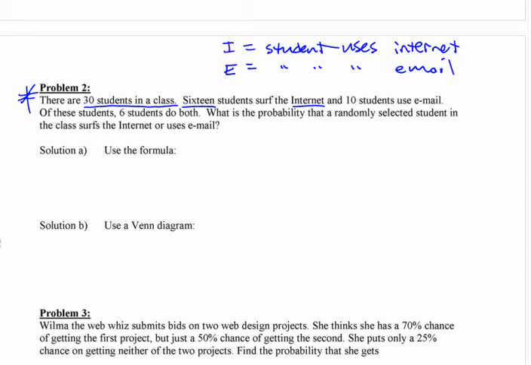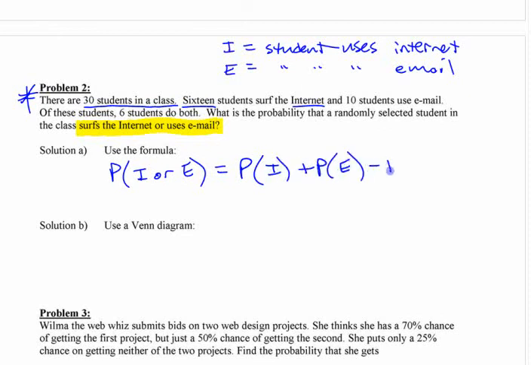You're asked what's the chance that somebody you pick at random surfs the internet or uses email. Of course, mathematically that means or both, right? One or the other, or both. If you want to use the formula, you want chance of I or E. The numbers you're given in the question are all the other things you need. You want chance of I, chance of E, minus the overlap, I and E. So this is one, other, or both.